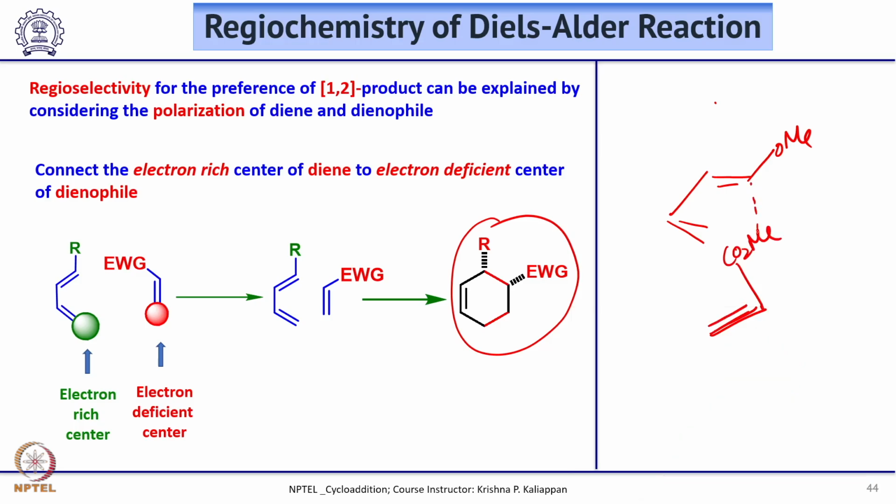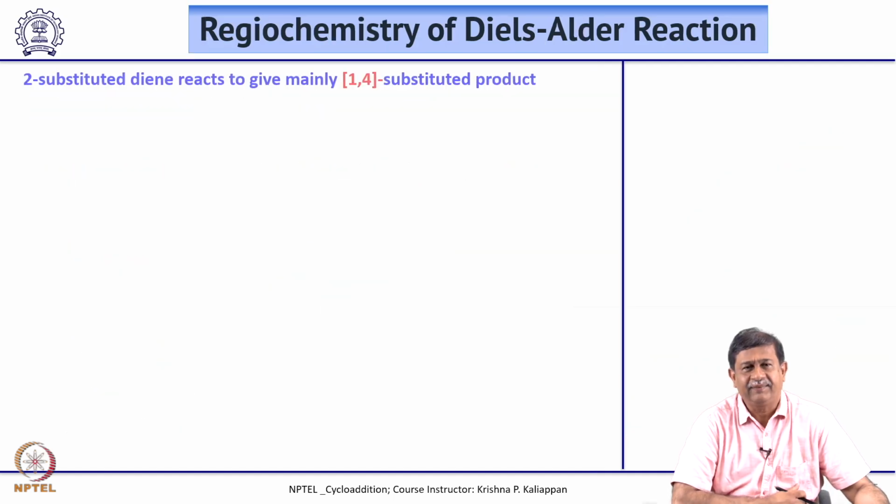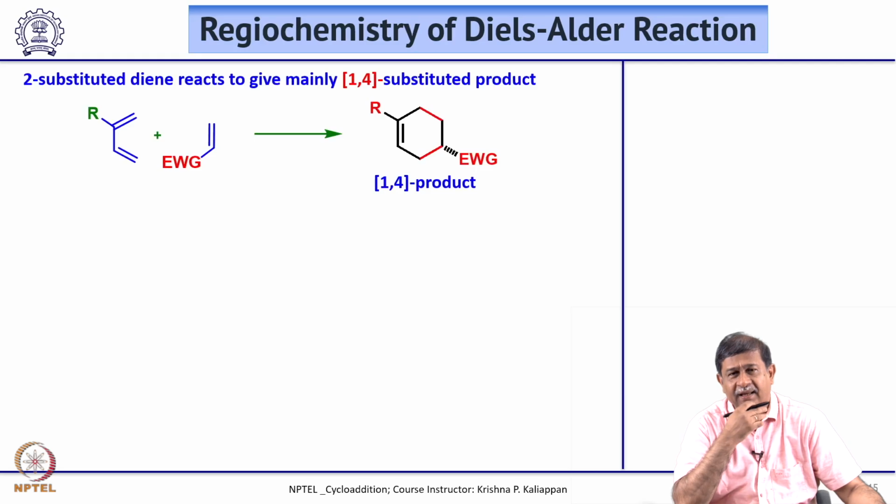So, now if this is the transition state, that will lead to this product. Now, these two hydrogens are cis and beta. So, this can be drawn like this. And these two hydrogens are cis and beta, or in other words, the alkyl group and the electron withdrawing group are alpha.